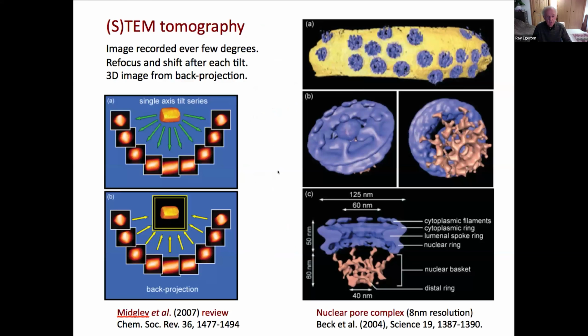And thick samples are what you need in order to do tomography, three-dimensional imaging. Here on the right-hand side is a famous example of that. By taking slices of material and illuminating the slice at different angles, we can get the three-dimensional structure with a resolution that's estimated here as 8 nanometers.